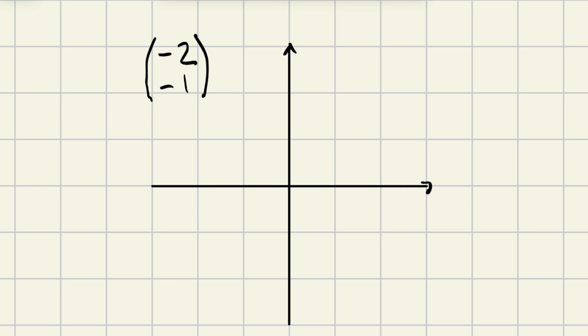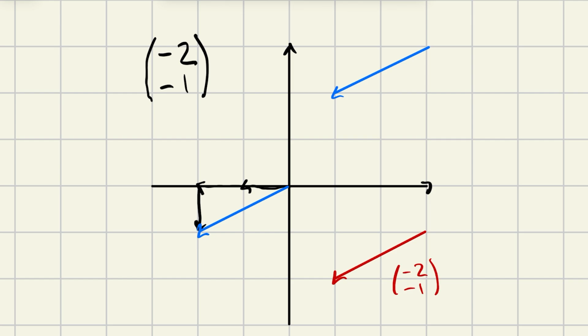Now negatives aren't much different. So say we have the vector minus 2, minus 1. Basically means go left 2. That's for the I component, and down 1. So the vector will be this. Now remember, a vector like this is also the same, and a vector like this is also the same vector. They're all minus 2, minus 1. It doesn't matter where they start.